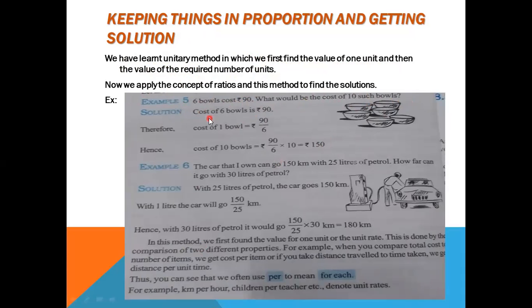So first what we have to do, cost of 6 balls it is 90 rupees. And first we have to find cost of 1 ball. So cost of 1 ball equals cost of 6 balls divided by number of things. So here cost of 6 balls is 90, divided by, so how many balls are there? 6. So 90 by 6.